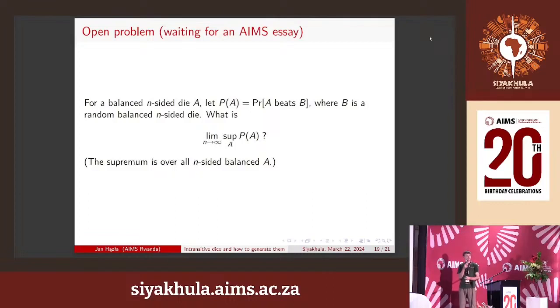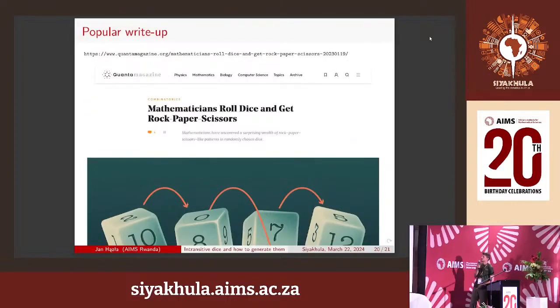And the theorems I was showing imply that the measure of the dice that have P of A larger than 50% has to go to 0. But the question is, do they exist at all? Do there exist among these balanced dice any that I can say are stronger than others? So what is the limit as n goes to infinity of this supremum? It's a problem where first you have to simulate and think about what the correct answer is, and then prove it one way or the other.